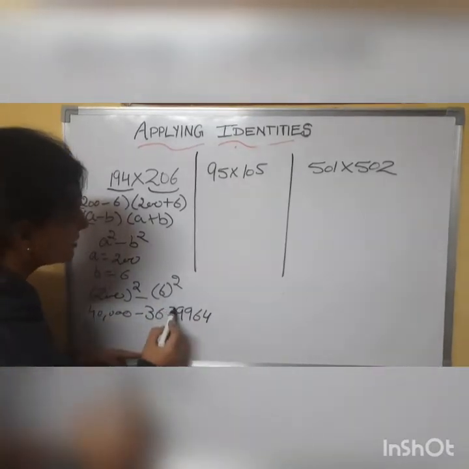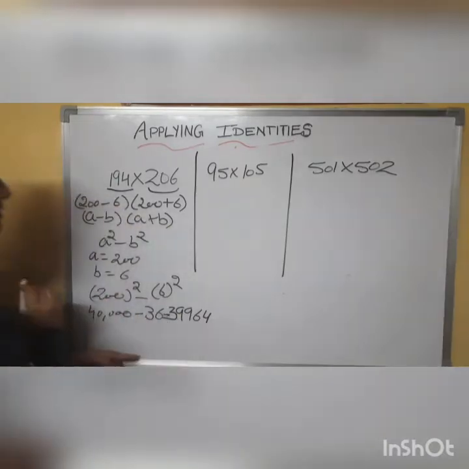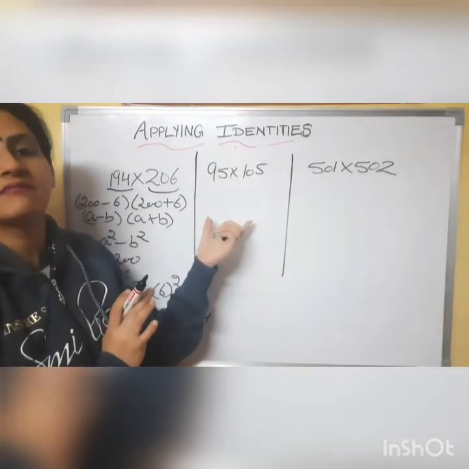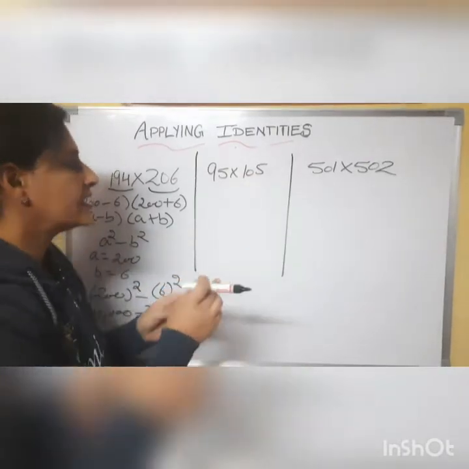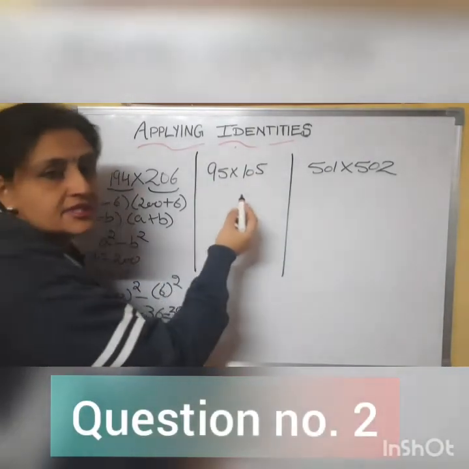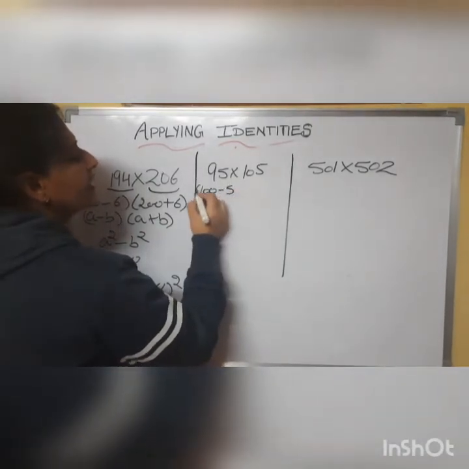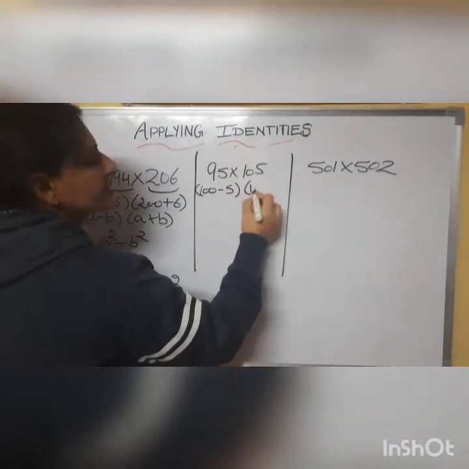And here it is 3. So first question we have sorted out. Now let us come to the second part. Once again we will apply some identity. Now how can 95 be substituted? It can be written as 100 minus 5, and here it can be written as 100 plus 5.